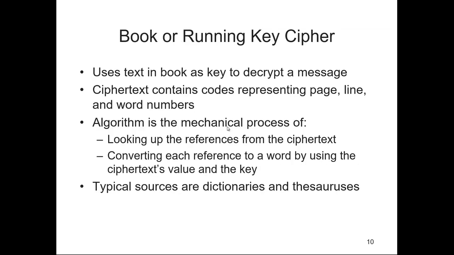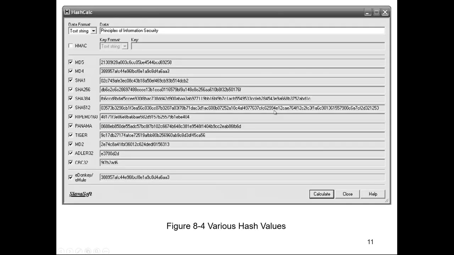The running key cipher is a type of polyalphabetic substitution cipher that uses text from a book as a key to decrypt a message. In this case, the ciphertext will contain codes representing page, line, and word numbers. The algorithm of decrypting is the process of looking up the references from the ciphertext and converting each reference to a word by using the ciphertext value and the key. So I need to give you the key so you can actually do the decryption.